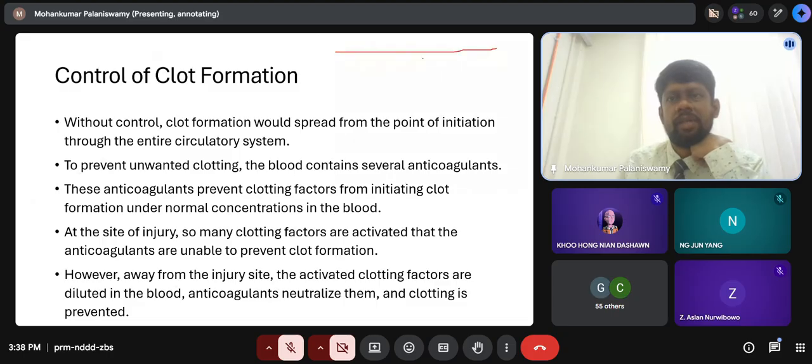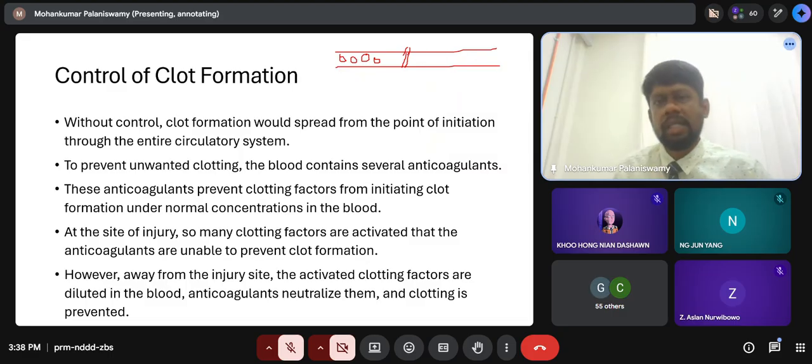So imagine we have the blood vessel. Here we have the clot because the coagulation factors are activated. And here are the blood cells which are trapped, right? So here is the place of injury, and we have the clot formed over there. If the coagulation factors are not controlled, this clot will keep on spreading throughout the blood vessels like this. And because of this, the person may die. And this should not be happening.